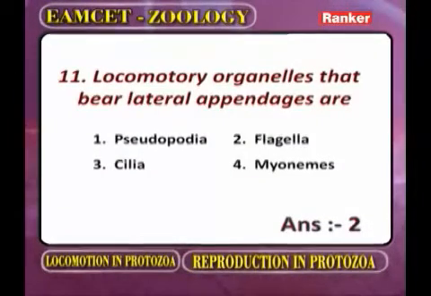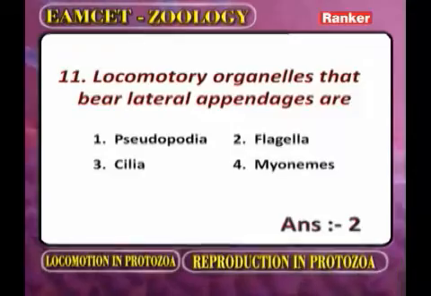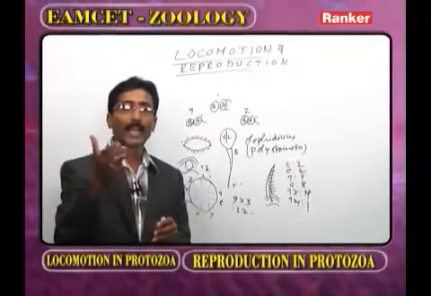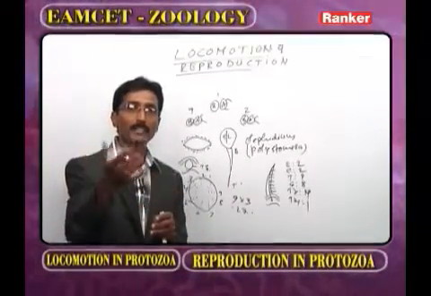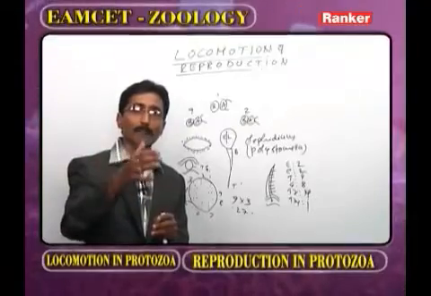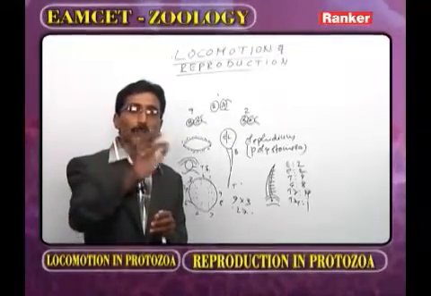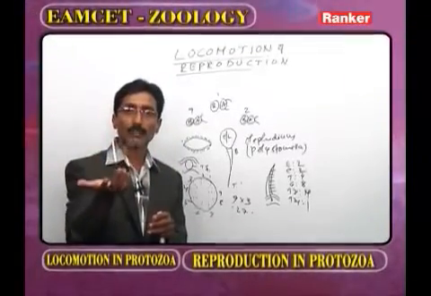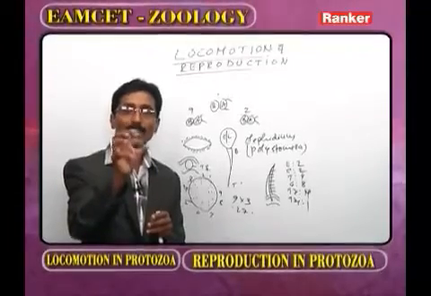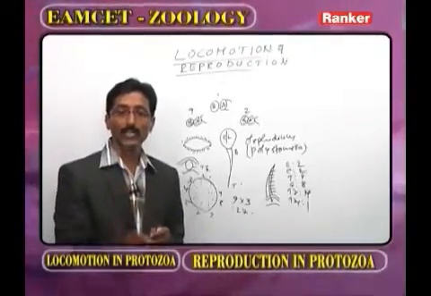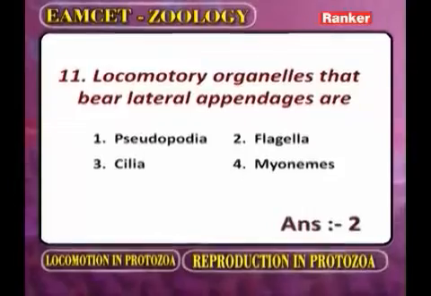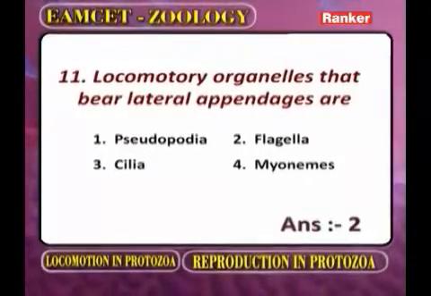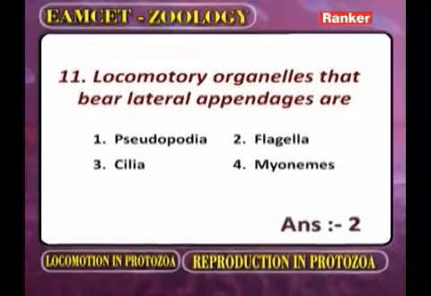Locomotory organelle that bears lateral appendages. As we observe the flagellum and cilium, flagella are the only locomotory organelle having lateral appendages. Based on their size, the lateral appendages are classified into mastigonemes or flimmers. These are the units for the classification of flagella. Now, here, which locomotory organelle has the lateral appendages? The best answer is flagella. Now, go for the next question.